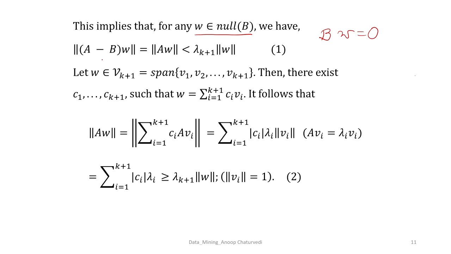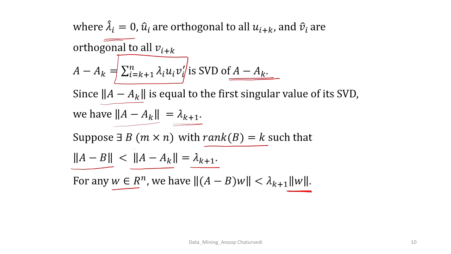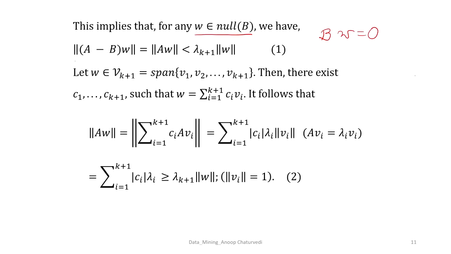And further, using the previous relationship, we obtain norm of A W less than lambda k plus 1 norm of W. Now, suppose W belongs to the vector space spanned by V 1, V 2, ..., V k plus 1. So, this V k plus 1 denotes the vector space spanned by the eigenvectors V 1, V 2, ..., V k plus 1.